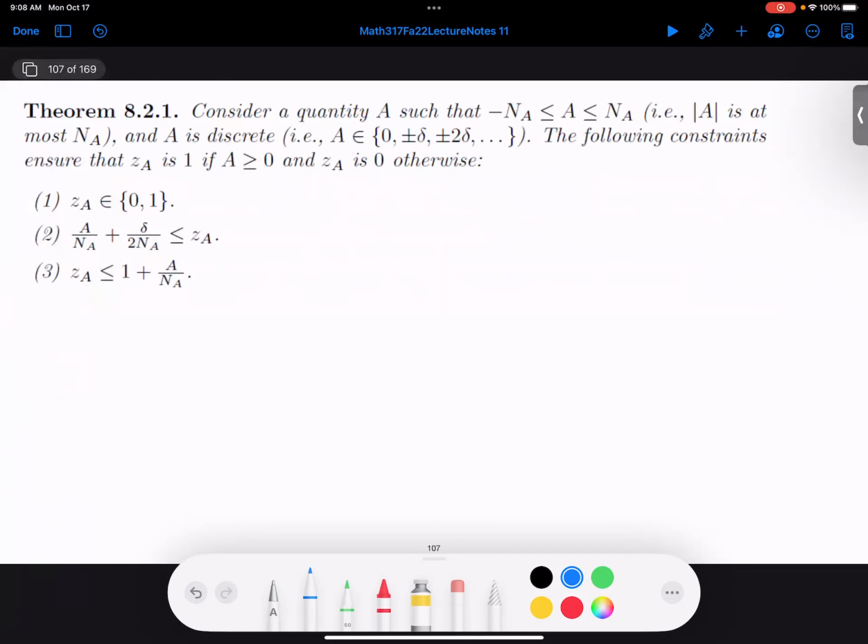Okay, so here's the first one. So let's consider some quantity A. So it's bounded, so I'm going to assume it's between minus N_A and positive N_A. Why do you think I have the subscript A on my N?